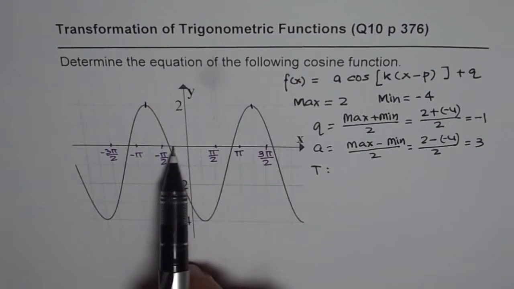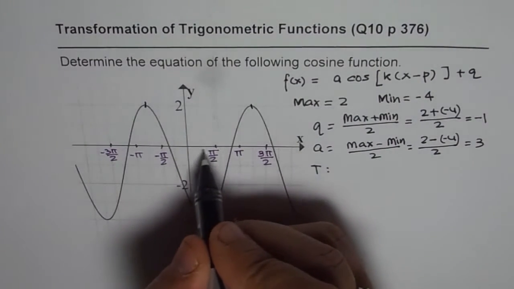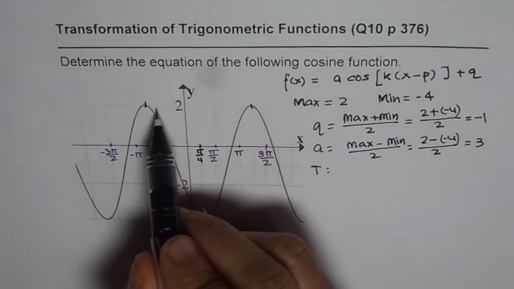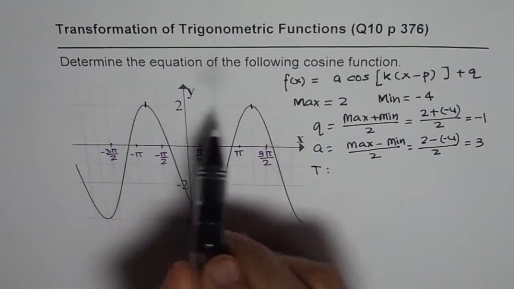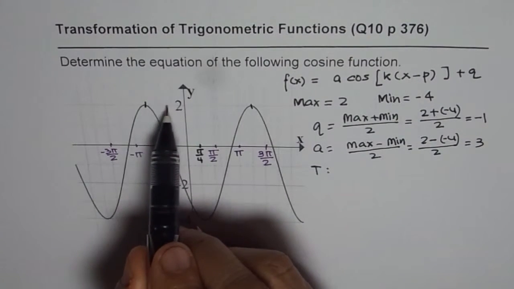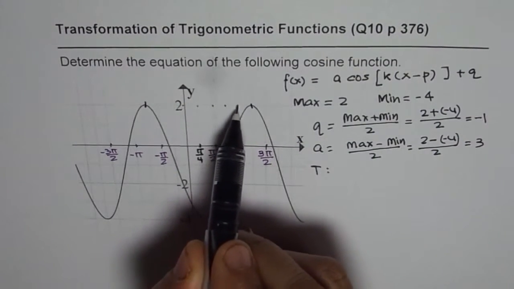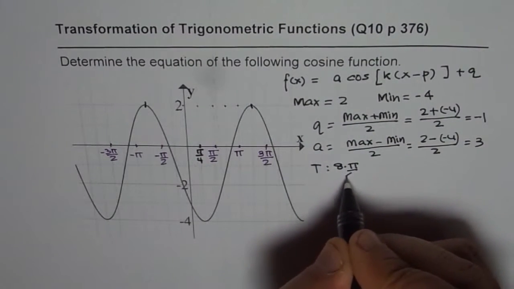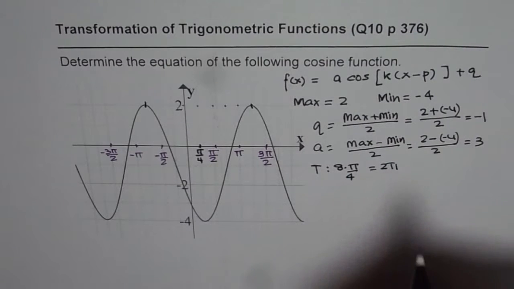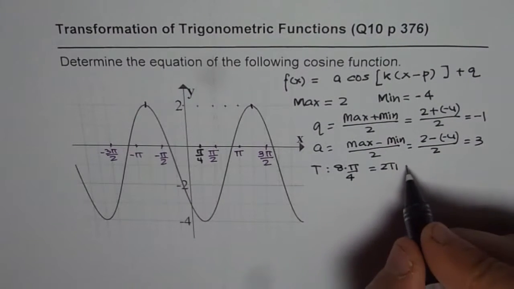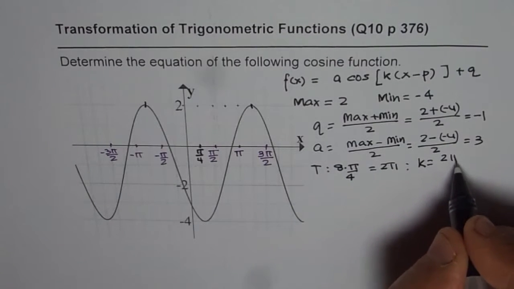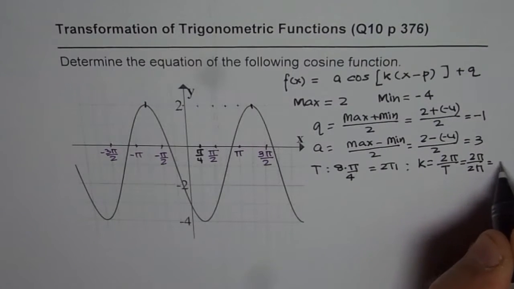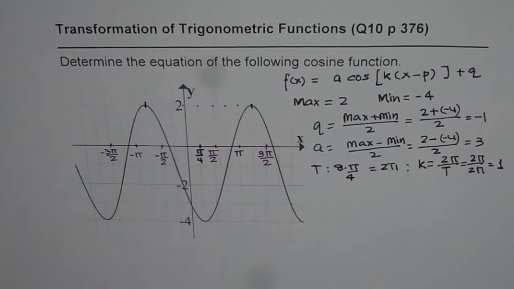Now, if you see, each division here is pi by 4. So two divisions are pi by 2. So we will see how many pi by 4s we have moving from one maximum to the other. So if I count from here, 1, 2, 3, 4, 5, 6, 7, 8 pi by 4, right? So our time period is 8 times pi by 4, which equals 2 pi. Now since the time period is 2 pi, k is equal to 2 pi by T. So in this case, it is 2 pi by 2 pi, or just the number 1. So k is 1 for us.